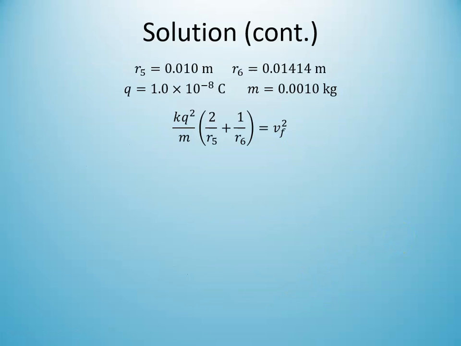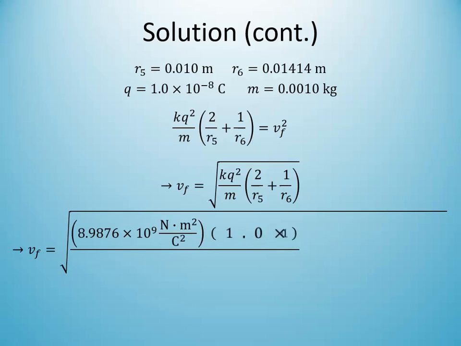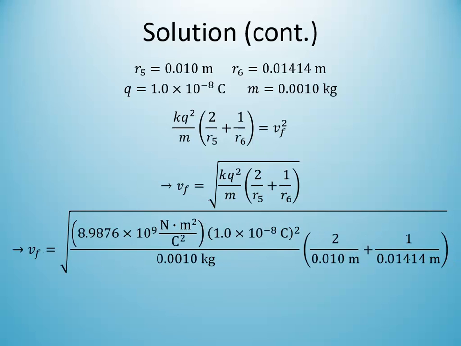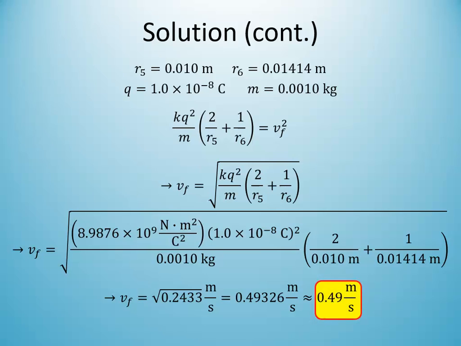And now we're ready to take a square root and then plug in the numbers. So here we go. And finally, we have 0.49 meters per second for the speed of each of these particles. Of course, there are four of them, so there are four kinetic energies, which makes sense. But if we're looking for the speed of a particular particle, then this is it, 0.49 meters per second.